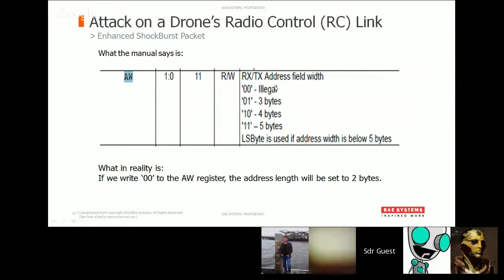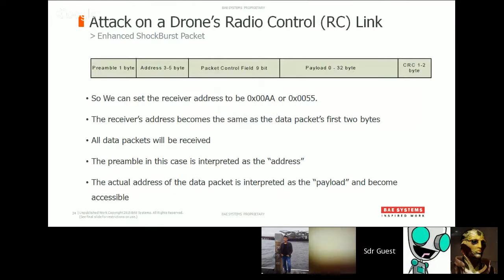And here we notice some interesting information. It says if you write 00 to the AW receiver, it's illegal. AW receiver is used to control the width of the address. And we tried to write 00 to the AW receiver, and the width of the address becomes 2 bytes. And so we got what we were aiming for. And now we only need to change the address to be a 2-byte address 00 AA.